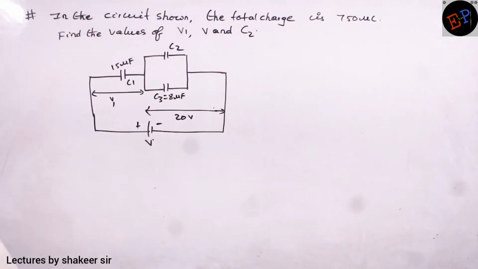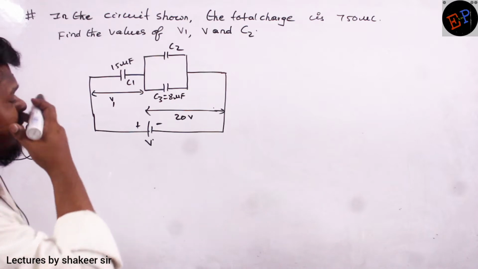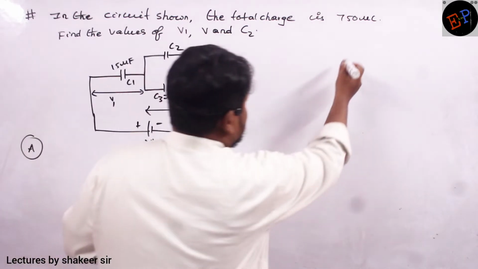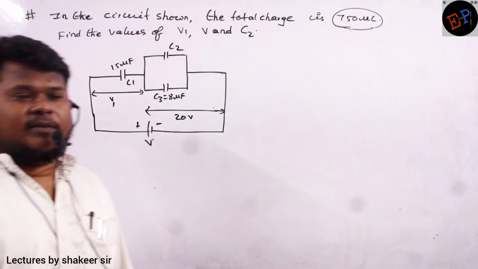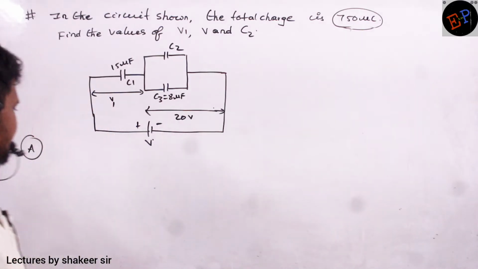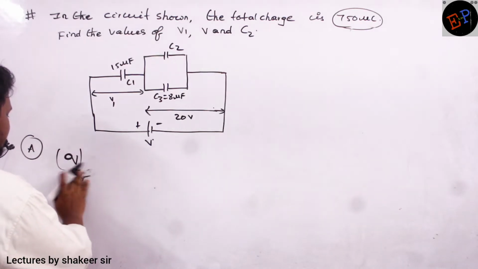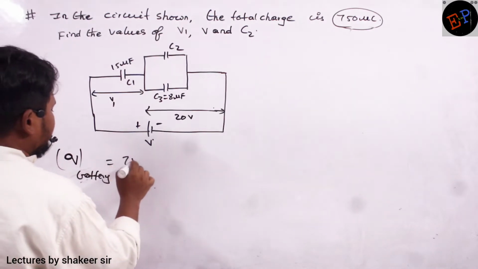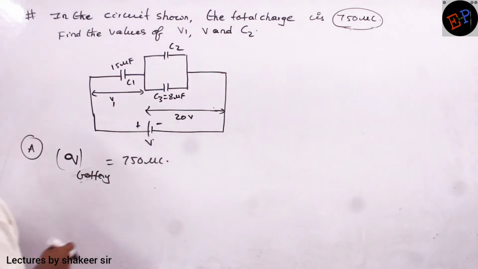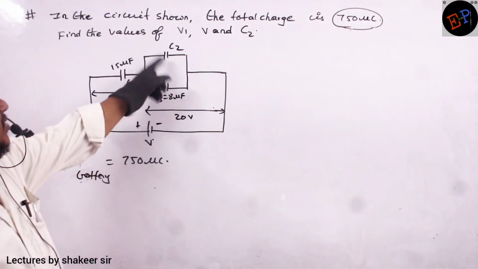See, in the circuit shown, the total charge is 750. What is meant by total charge? The charge supplied by the battery is called the total charge. So the charge supplied by the battery is 750 microcoulombs. Then we are supposed to find out the values of V1, V and C2.